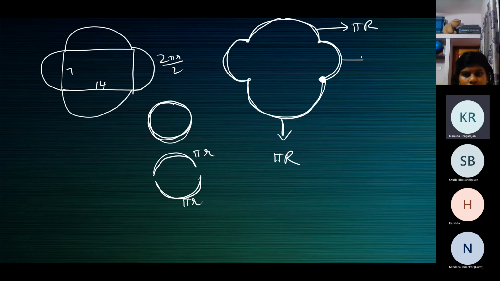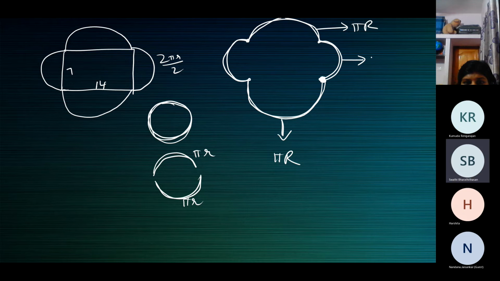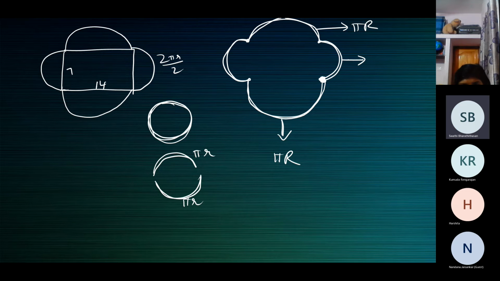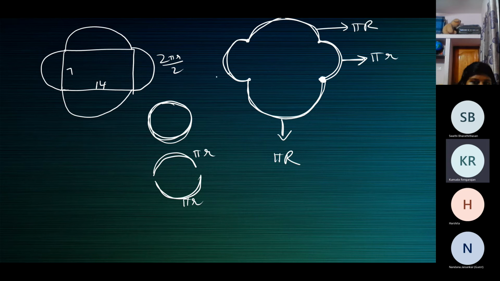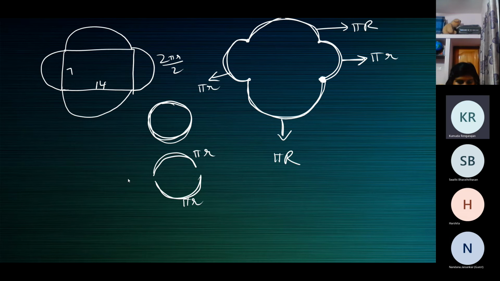What will be the length of this semicircle? Ma'am, pi and capital R. I mean, pi and small r. Pi small r. This one? Pi small r.